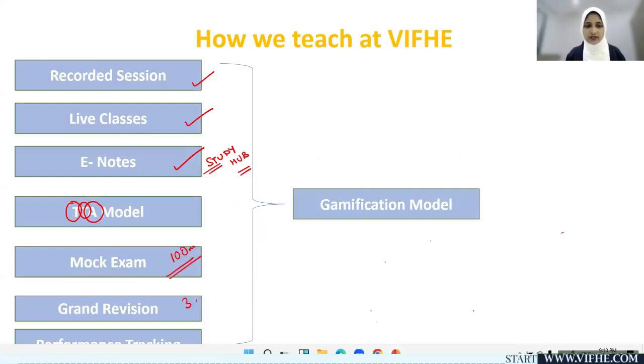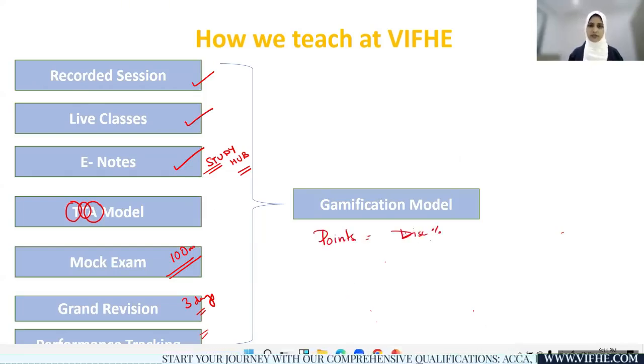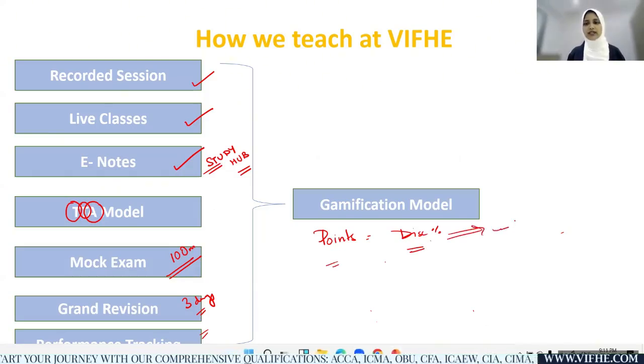Then you have grand revision, 3 days of revision, and all this is getting tracked. When you get tracked, you get points through the gamification model. You'll be like, what to do with the points? Well, the points will get converted into a discount percentage. So you can use this discount percentage for your next paper.